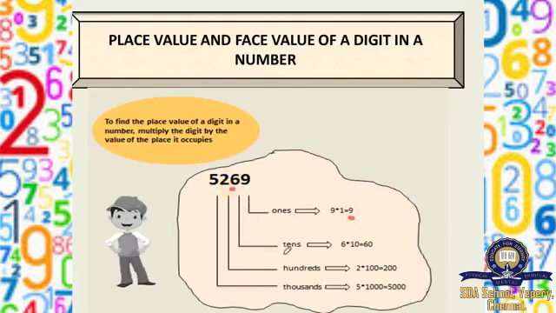6 occupies the tens place, so 6 into 10, which is equal to 60. 2 occupies the hundreds place, so 2 into 100 is equal to 200. 5 occupies the thousands place, so 5 into 1000 is equal to 5000.